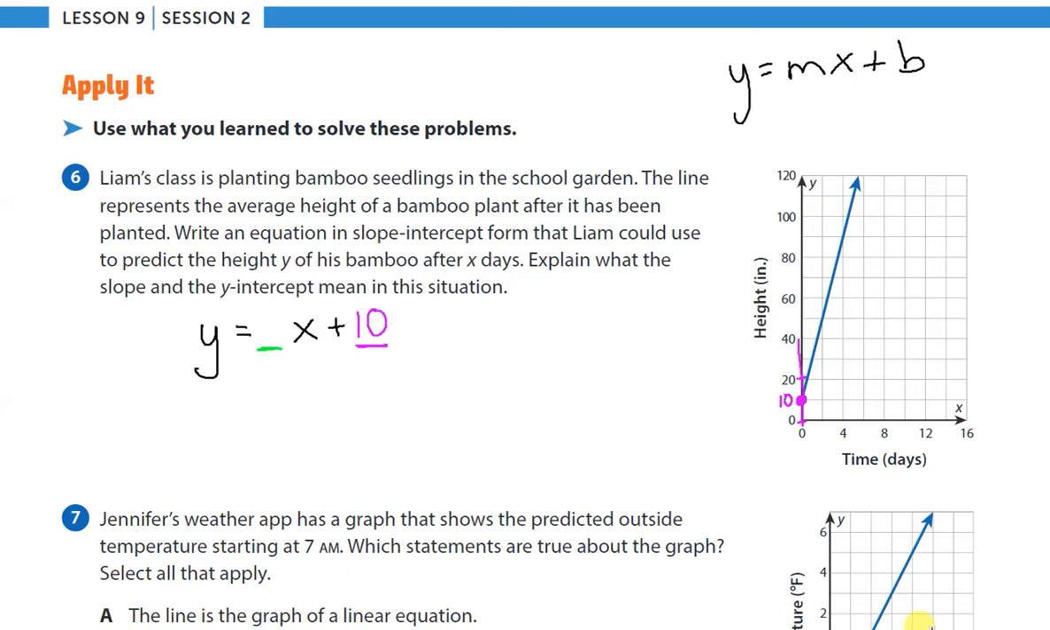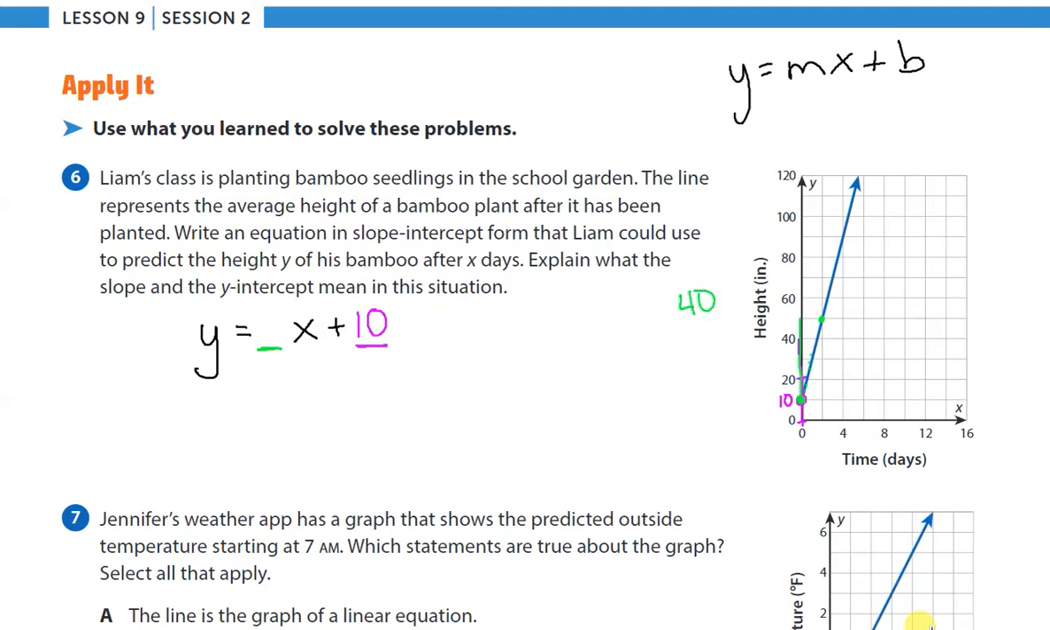And then slope is just rise over run. So let's stick with this point, and let's see, what's the next point that we can use? Here's 1. I'll use that point right there. So let's just literally do rise over run. We're starting at 10, so 10, 20, 30, 40. So it's going up by 40.